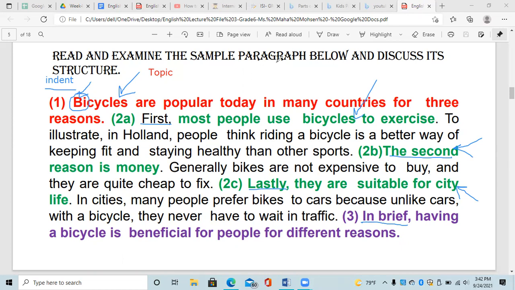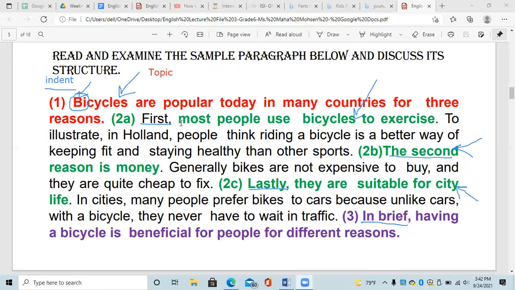So let me say this again. The topic is bicycles. We're talking about bicycles. The topic sentence and the main idea is that bicycles are popular in many countries for three reasons. And here we added the supporting details. First of all, people use bicycles to exercise. And because they are cheap, they don't cost them money. And lastly, because they are suitable for city life.